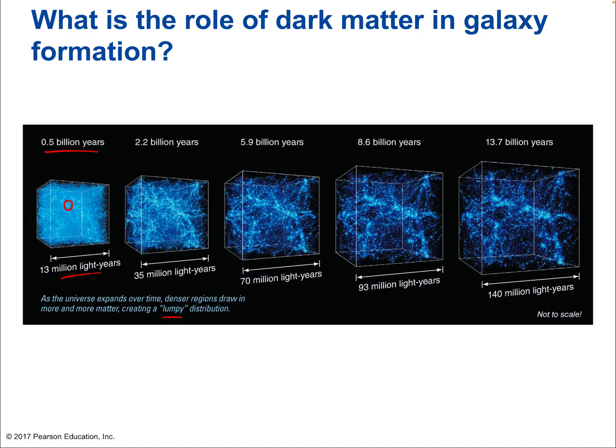Now that lumpy distribution just becomes more dramatic as we move forward in time to 2.2 billion years, 5.9 billion years, onward to 8.6 billion years, and now up to basically the present day at 13.7 billion years since the Big Bang. Notice what happens. The universe, of course, is expanding. Its approximate size, instead of being 13 million light years across, is now a whopping 140 million light years across. But definitely notice how pockets that were dense have become denser, all right?